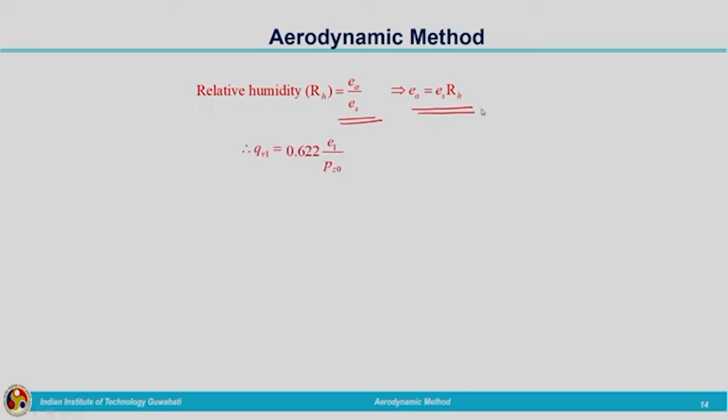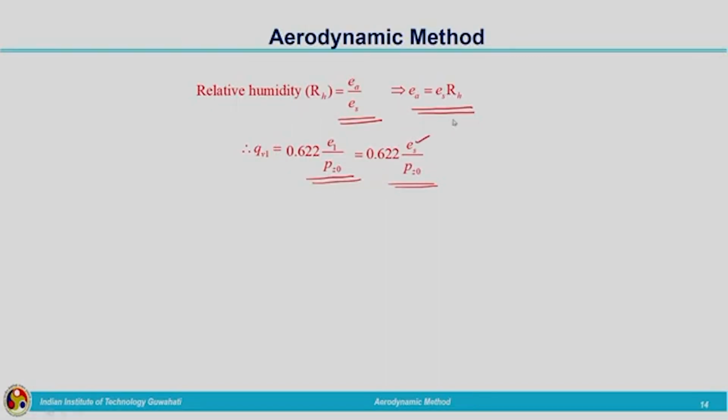Now, QV1 is given by 0.622 E1 by P(Z0), where P(Z0) is the pressure at the water surface. It is given by 0.622 ES divided by P(Z0), with the assumption near the water body that we take Z1 equal to Z0. So, at that location just above the water body, the air will be fully saturated and we can take the vapor pressure to be the saturation vapor pressure. So, the QV1 expression is simplified. QV2 corresponds to 0.622 E2 divided by P(Z2).